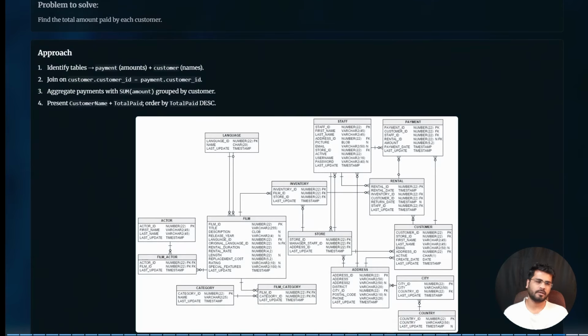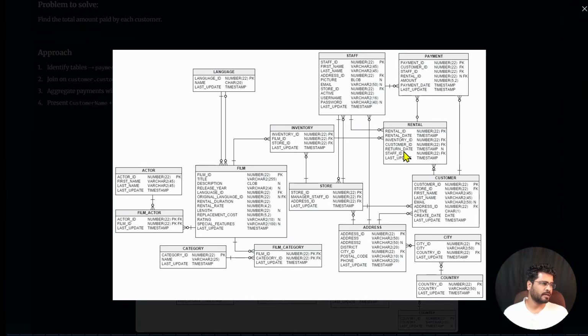So our approach here would be that from our ERD, we know the payment table contains the amount. So we would require the payment table where we will apply the aggregate function. And then we have the customer table. The payment table does not contain the customer details, but it contains the customer ID. So we will also need to do a join with the customer table, and we will join it on the customer ID condition. Okay, so now let us put this into practice.